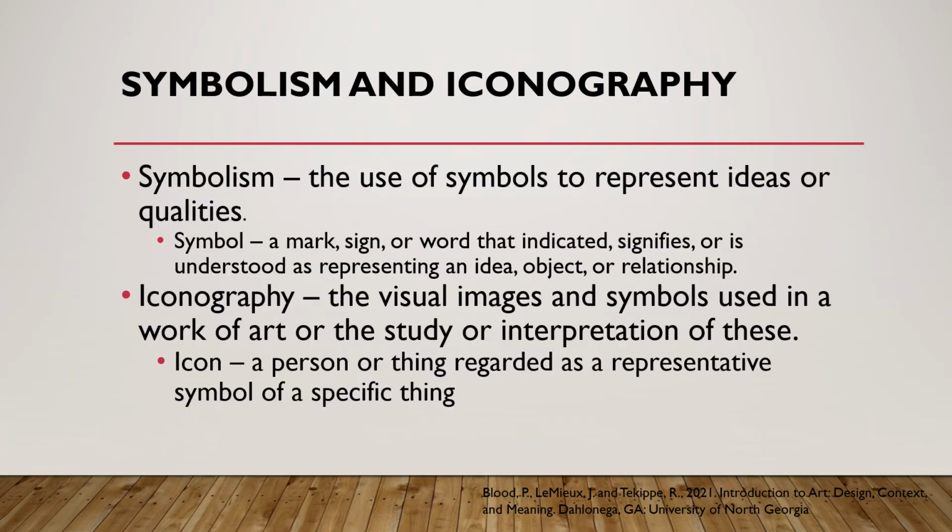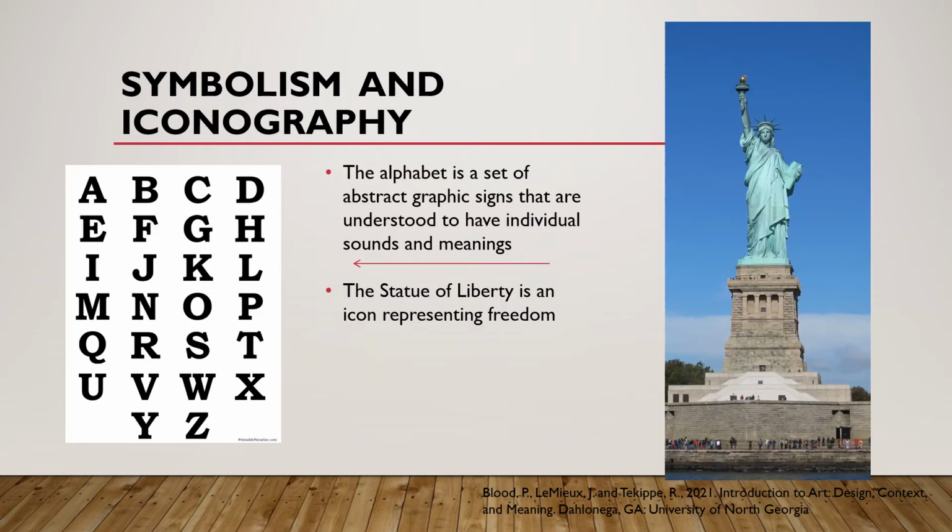So now we're talking about symbolism and the iconography in artwork. So symbolism is the use of symbols to represent ideas or qualities, and iconography is the use of those symbols in a work of art. The alphabet is an example of symbols, graphic symbols that have specific sounds and meanings applied to each one. The Statue of Liberty is an example of an icon that typically represents freedom.